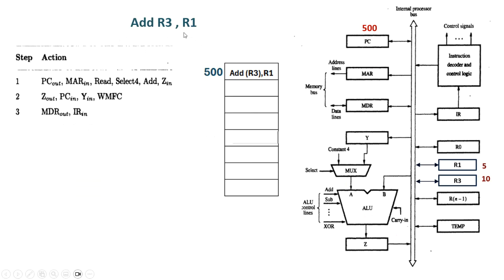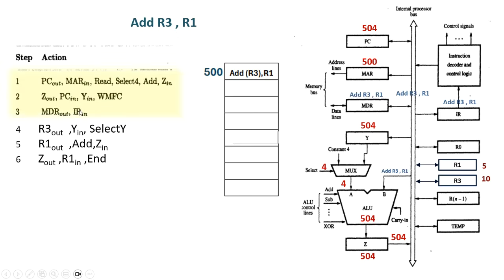Let's see the second example. We already know these three steps are followed for any kind of instruction. Then to execute this particular instruction, we have to follow these control signals. When you complete these three steps, we can get the changes in the processor like this. And now this instruction can start to execute in your processor. So the control signals are R3 out, Y in and select Y.